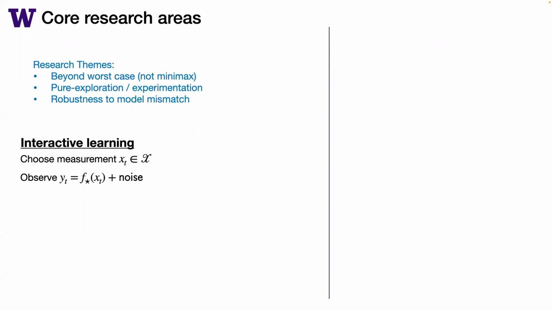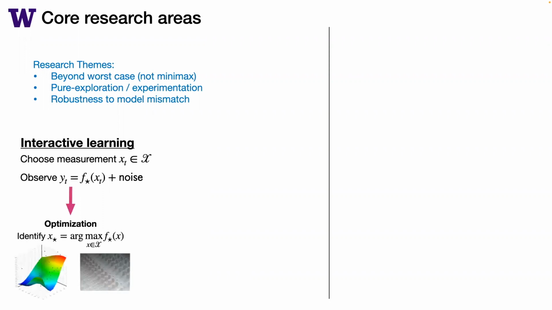In the interactive learning problems that I look at, they all sort of look the same. You choose some measurement or policy in some space, you observe some true function plus noise, and maybe you want to do optimization. You want to find some X that maximizes some property, because it could be binding affinity with peptides or hyperparameter tuning, trying to find some hyperparameters. Did a little bit of that work.